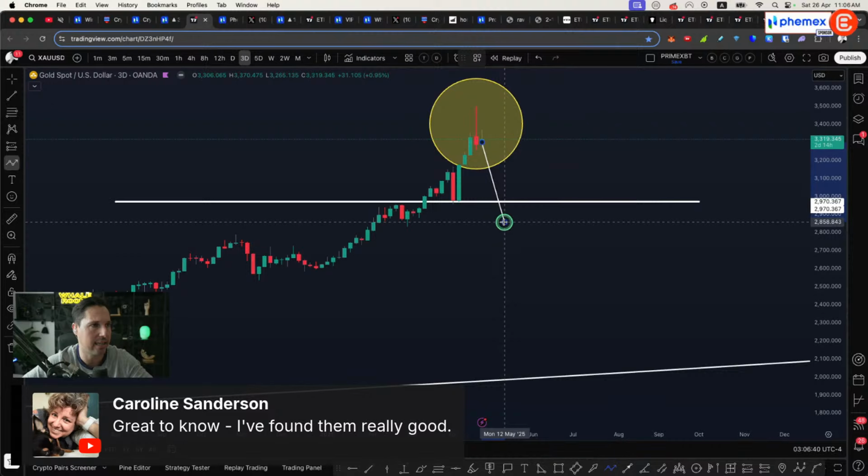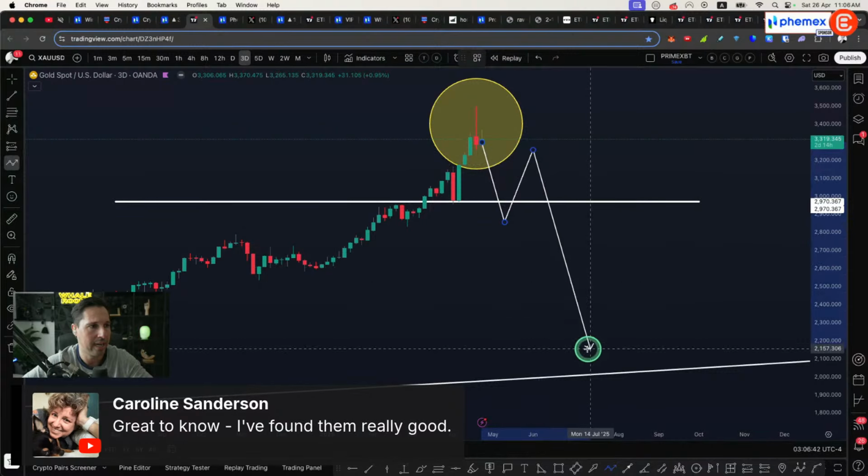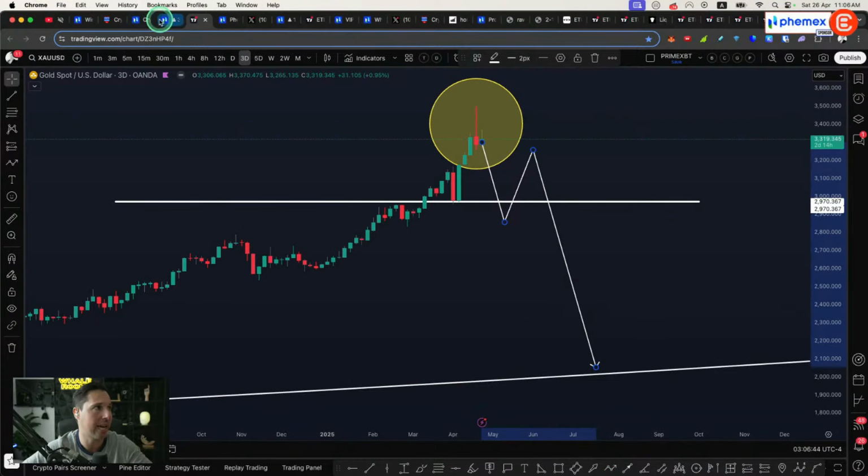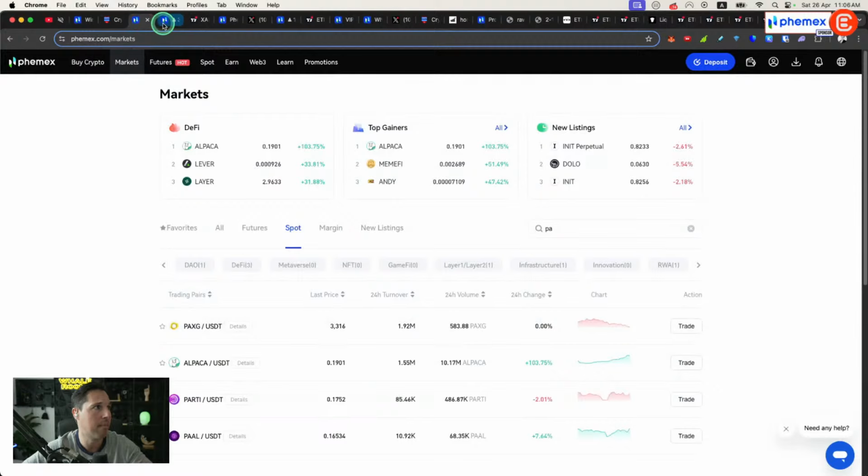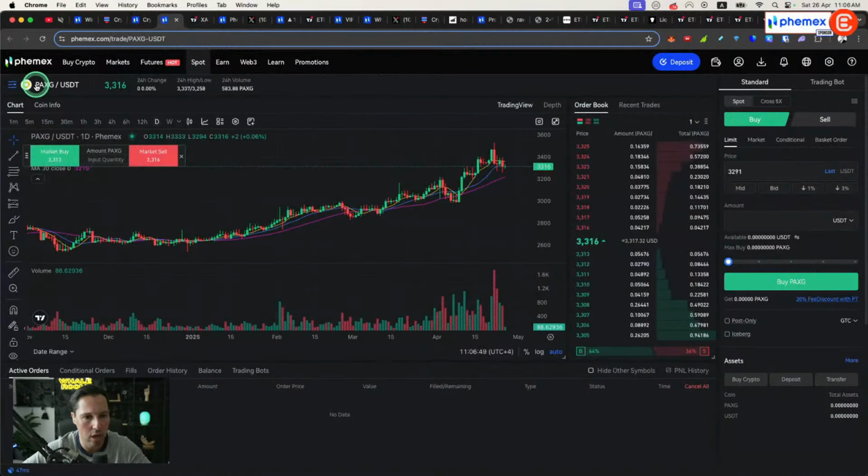If you can start to see this break below, put in a lower high, that's going to open up the gold trade. Remember, you can trade gold as well over here, Pax Gold. There it is, Pax Gold on Phemex.